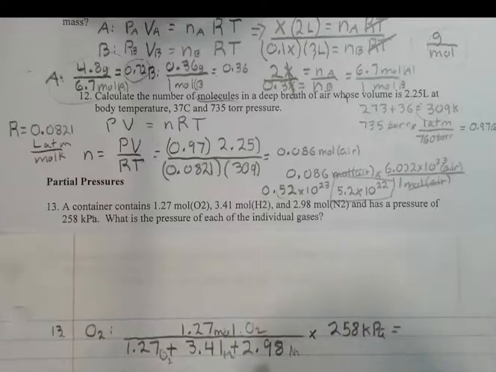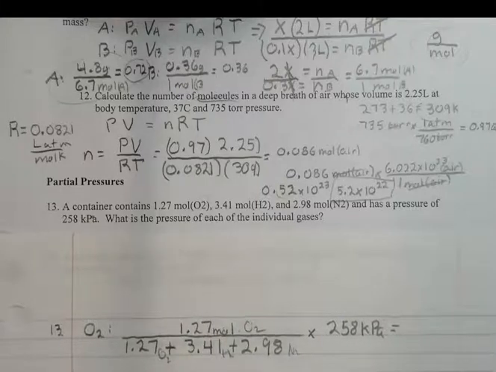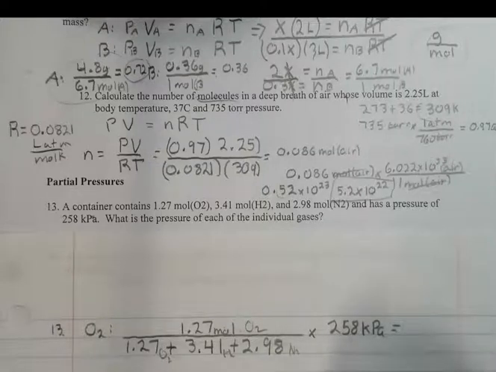And what I get for O2 is 0.17. So basically 17% of the moles of gas is going to be oxygen. Now you multiply that by the total pressure, and that'll tell you the fraction of the total pressure that is contributed by oxygen. So multiply that by 258. And that gives us 42.8, or somewhere thereabouts, take or leave the rounding. 42.8 kilopascals from the oxygen.